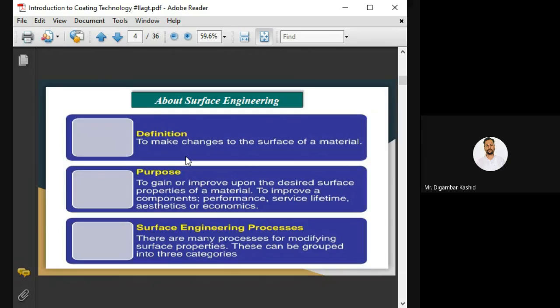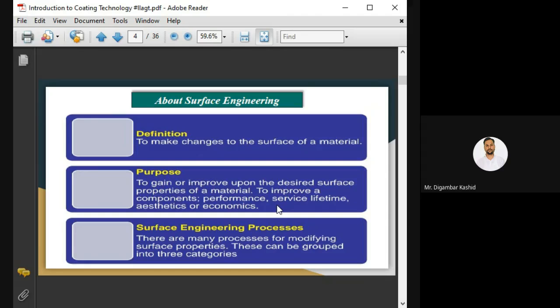Now, what will be the purpose of this surface engineering? In short, I can say to gain or improve upon the desired surface properties of your material. Also, to improve the component's performance or service lifetime, and also for decorative or aesthetic effect, as well as economics. So that is the simple purpose of surface engineering.